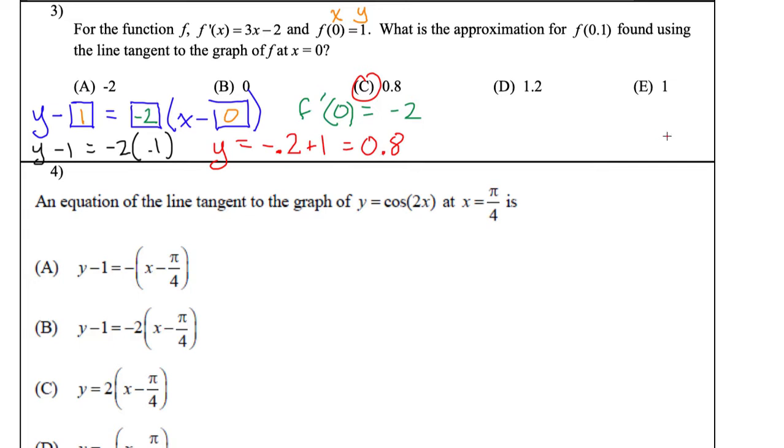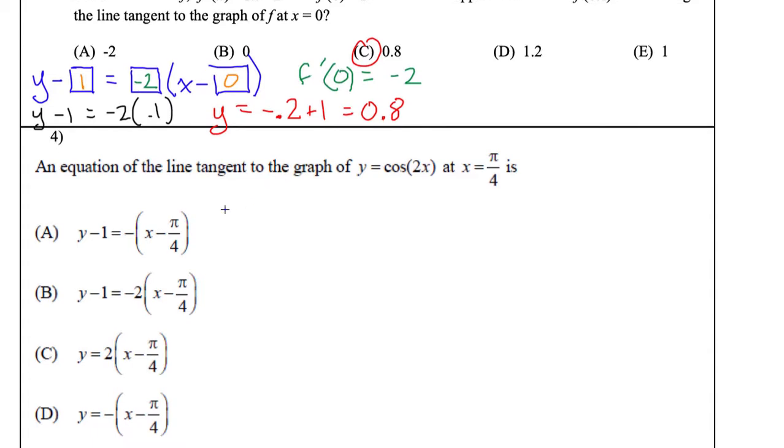All right, number 4. We have another equation of the line tangent to the graph. So you're doing the same thing yet again. Y minus box is equal to box times x minus box. We know that our first x-coordinate is pi over 4, so pi over 4 goes in that first box. We also know that we need to plug pi over 4 into this equation right here to figure out what y is. So let's do that now.